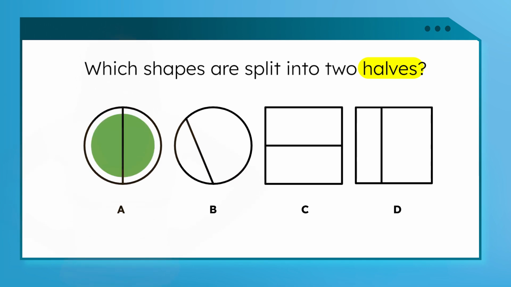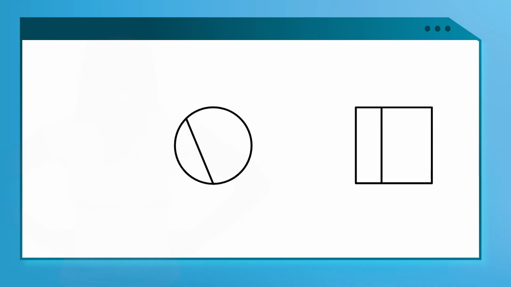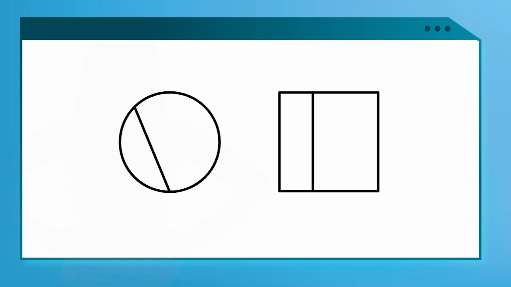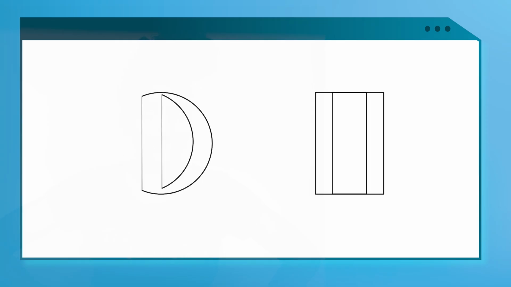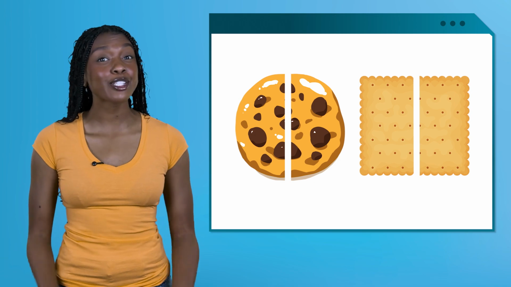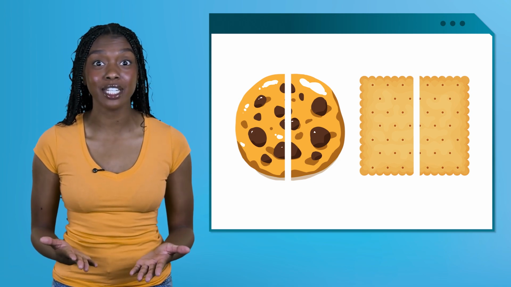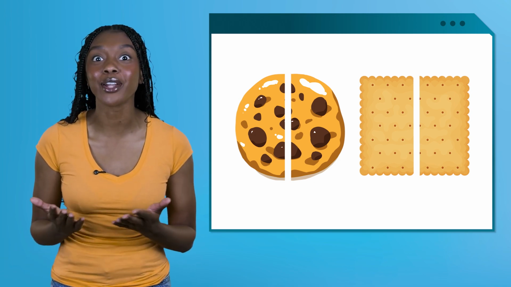Great! Shape A and shape C are both correctly split into halves. Take a closer look at shapes B and D. In both of these examples, one piece is bigger than the other. We can really tell the difference if we lay the 2 pieces on top of each other. The piece on the bottom is bigger, and the piece on the top is smaller. So we remember that when an object is split into 2 equal pieces, they are called halves.